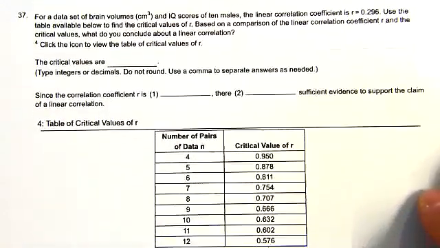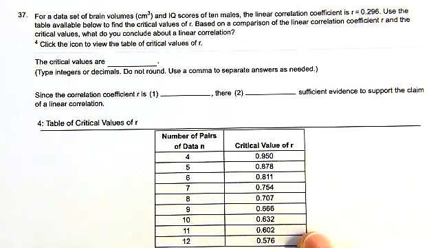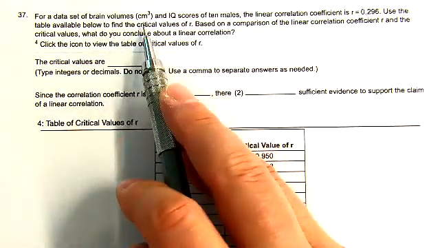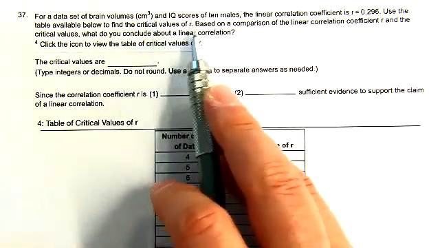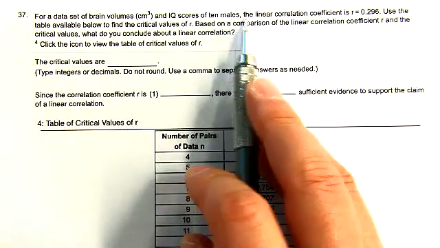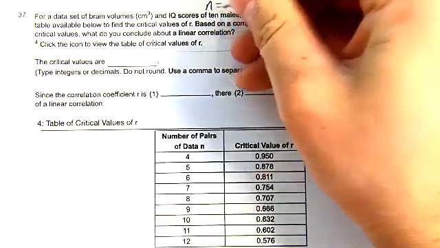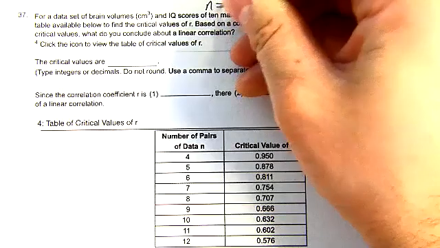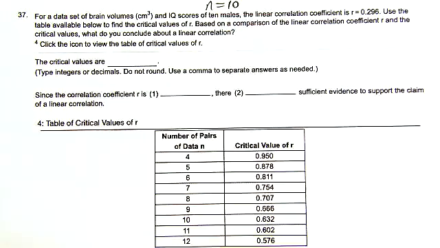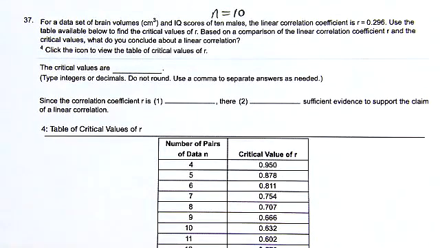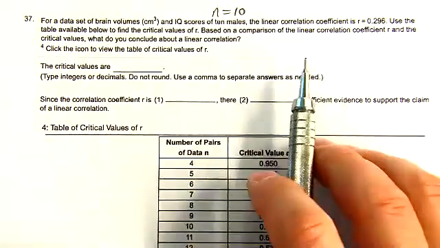So for a data set of brain volumes in cubic centimeters and IQ scores of 10 males, notice N here is only 10. That's a little bit of a small sample size. Normally we would say that's less than 30. We shouldn't even do any math on it, but we'll let it slide. The reason we're going to let it slide is they want the sample sizes to be small in these problems so you don't have to do as much work.